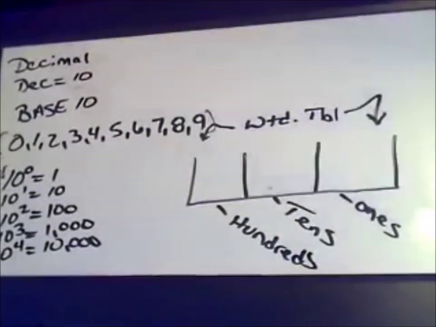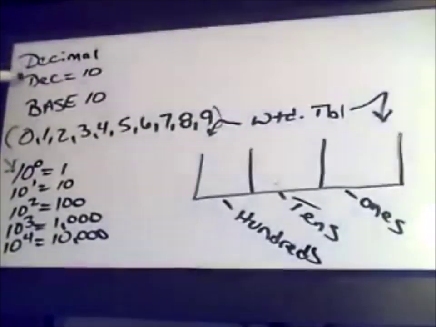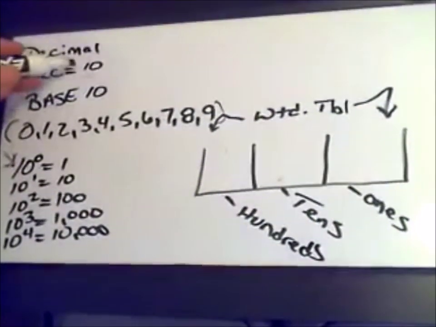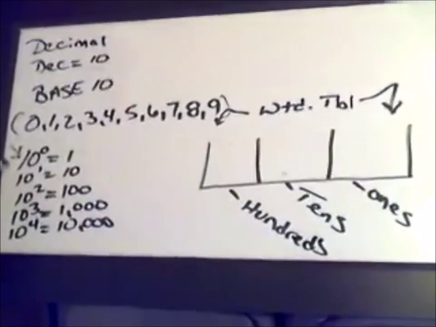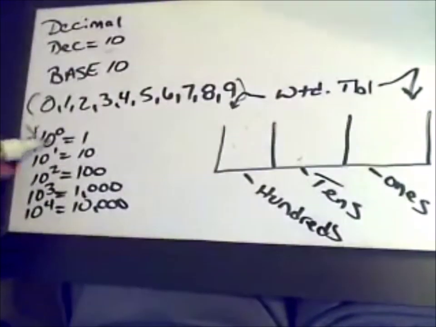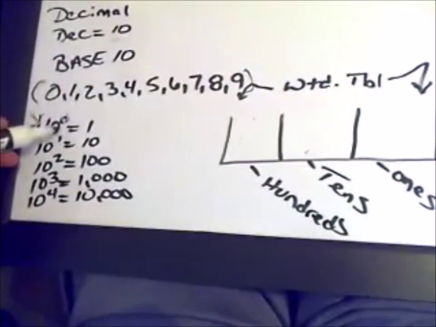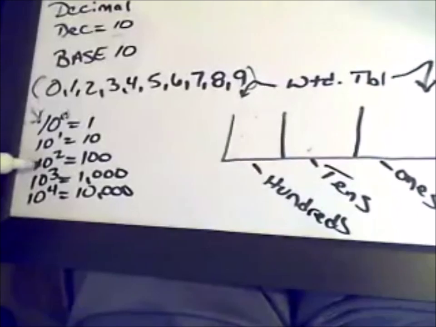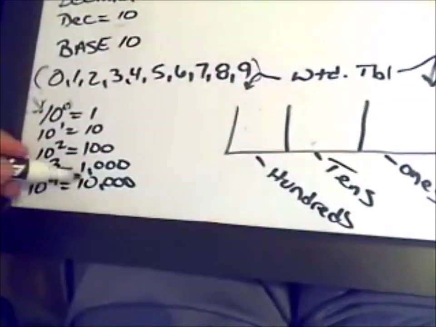Before jumping into the binary system, let's look at the decimal numbering system to get a better understanding of it. Decimal gets its name from its root word dec, dec meaning 10. It gets 10 because it's a base 10 numbering system, which is evident down here. Base 10 to the 0 gives us 1. Base 10 to the 1 gives us 10. 10 to the 2 is 100. 10 to the 3 is 1,000. 10 to the 4 is 10,000.